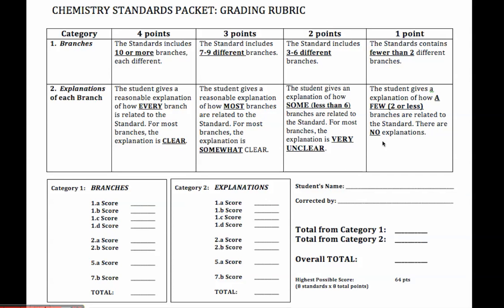And this is your chemistry standards packet. When you're done scoring, it's going to look like that. So you total all these up to get your total score. There. Category 1, total 28. Category 2, total 32. And then your overall total is 60 out of 64. That's an example of how to score it. Okay? Very basic. There you have it.